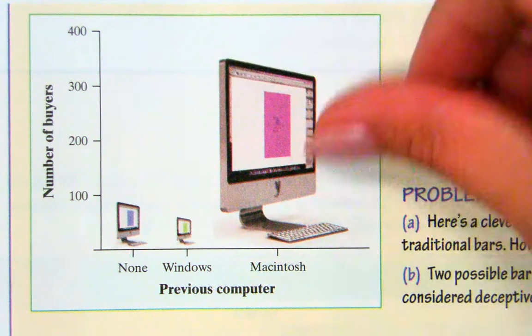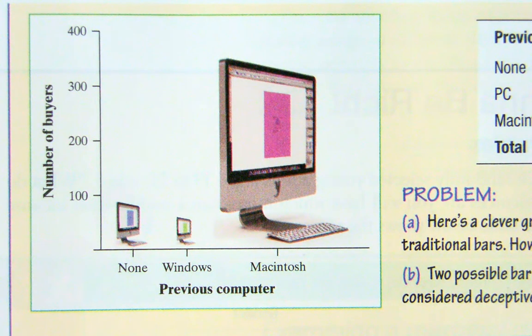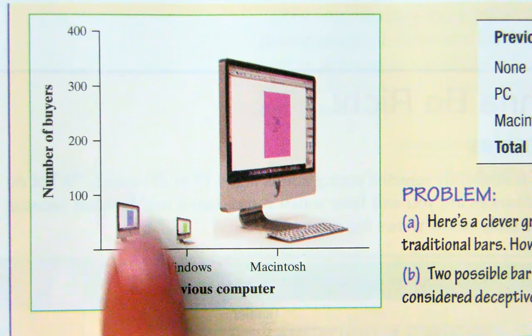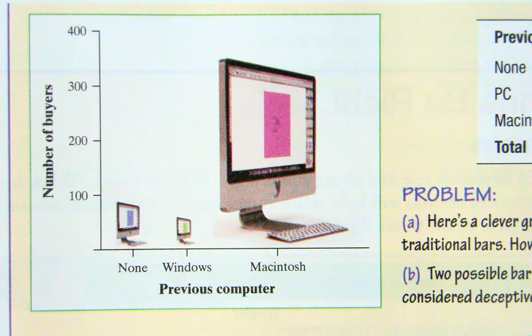But the picture just looks much bigger than that, and almost, I'm going to say, like 80 were not previous Mac owners. We don't know what they are, and somewhere around 50 or less were probably Windows owners. But the pictograph is not okay. Just stick with the bar graph, stick with some sort of a graph that you're familiar with. Next lesson, we're going to learn all about those.